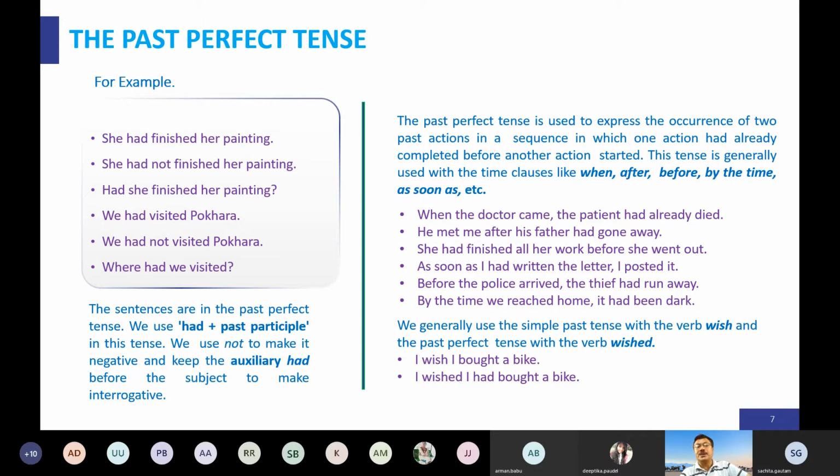He met me after his father had gone away. Look, there are also two actions in sequence, meeting and father going. So first father went and then he met me. That's why father had gone away. Luckily, she had finished all her work before she went out. There are also two actions. First she finished and then went out. Finished all her work.